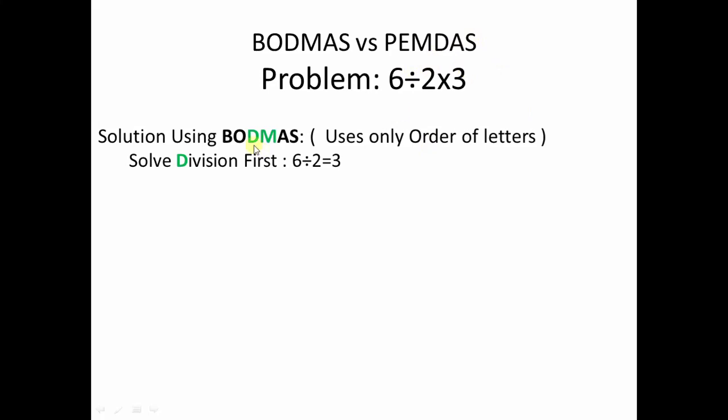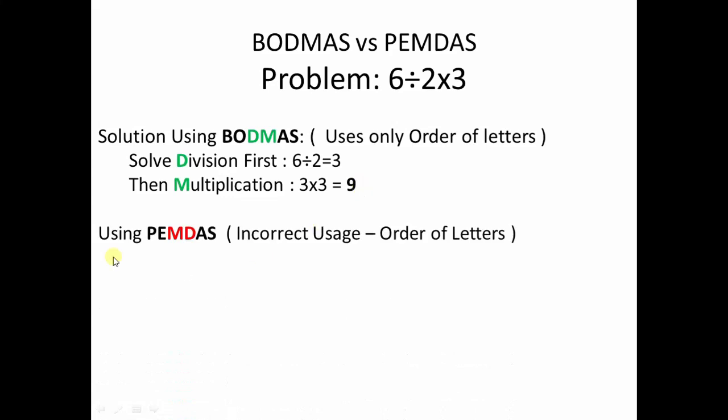So if you're using BODMAS, what are you going to do? You're going to use the division first. So 6 divided by 2 is 3, and then you do the multiplication. So 3 multiplied by 3, the answer of which is 9.